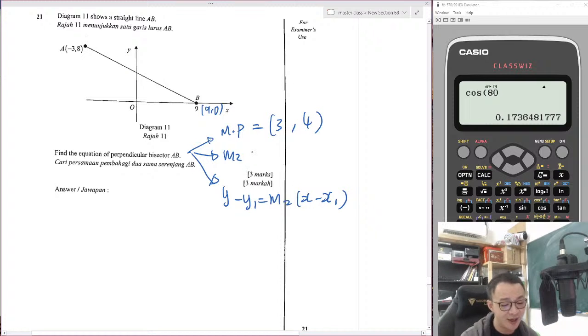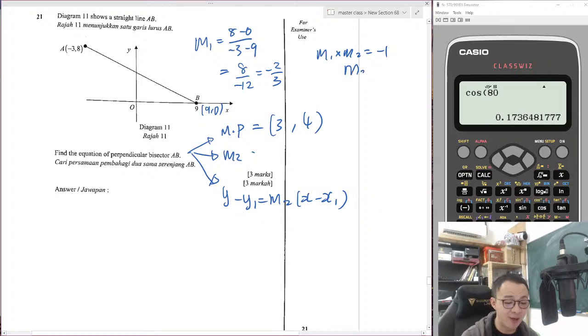And then I want to do the m2, I need to find m1 first, which is the gradient. 8 minus 0 over negative 3 minus 9. So this 8 over negative 12 will be negative 2 over 3. So in order to find m2, you need to know the formula m1 multiplied by m2 equals negative 1. So m1 is negative 2 over 3, and you get m2 equals 3 over 2.